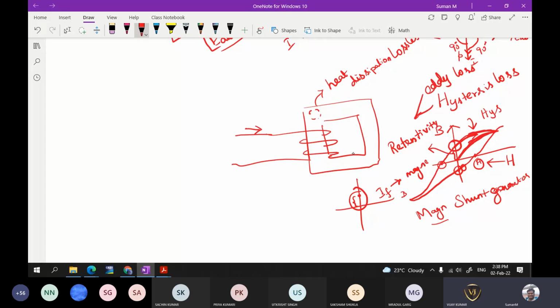Now the third one is the copper loss. Any conductor will have its own resistance. So if there is some current flowing through this path, obviously there is going to be some resistance available in this path. That resistance will have some power loss, which is given by I square R, right? So these three losses we are going to incorporate one by one. How we are going to incorporate that, we will be seeing.